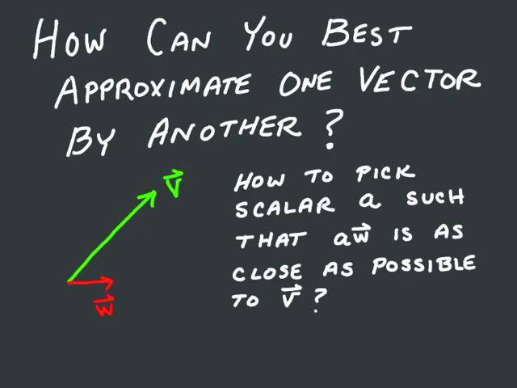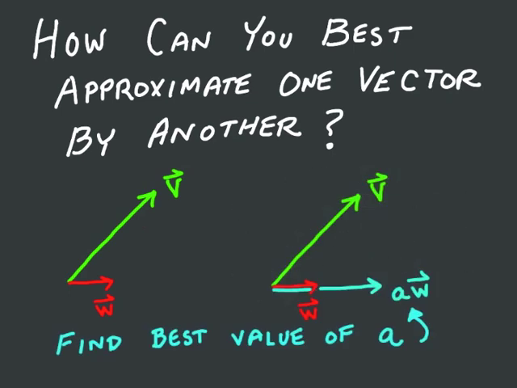So here's our problem. We have two vectors, v and w, shown here. We want to pick a scalar a such that a times w is as close as possible to v. You might want to pause the video for a moment and think about this problem. How should we pick the scalar a so that a times w is as close as possible to v?